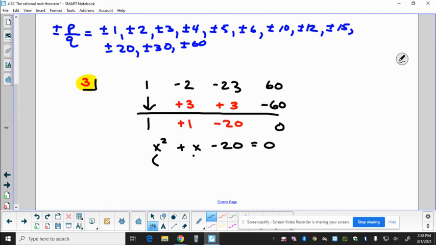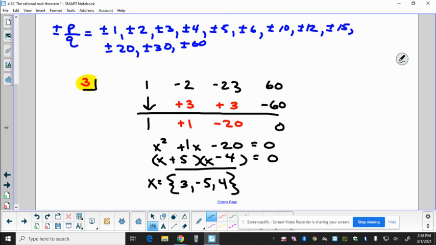I think we can factor this. Thinking we're going to need a 1 in the middle, right? About 5 times negative 4. And if you go through the zero product property, I think we can skip to this. 3 is an answer from above, negative 5 is an answer, and positive 4. And those are all in the original list, coincidentally. And there you go.